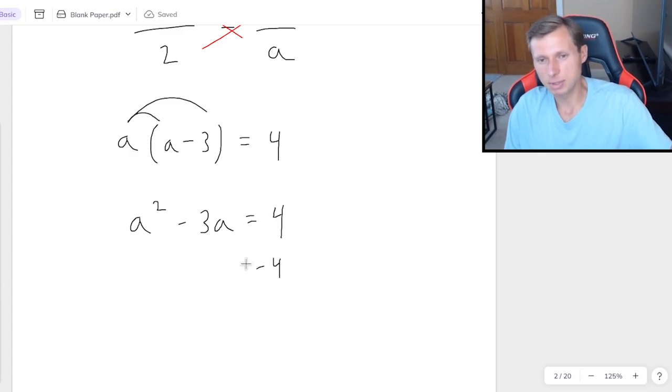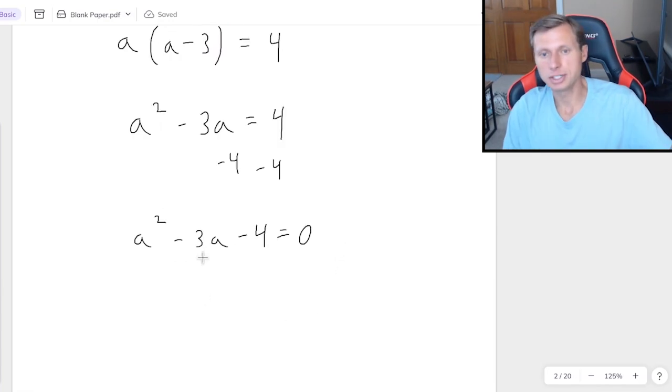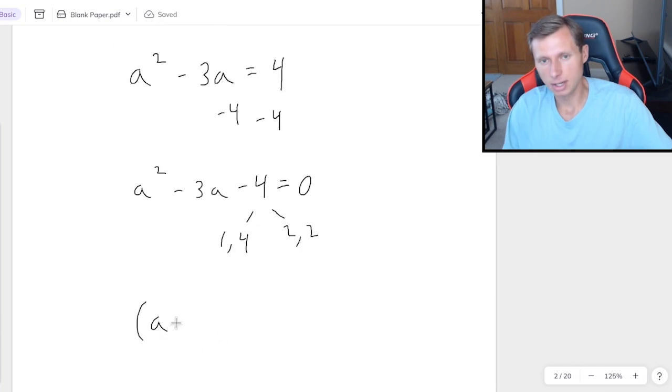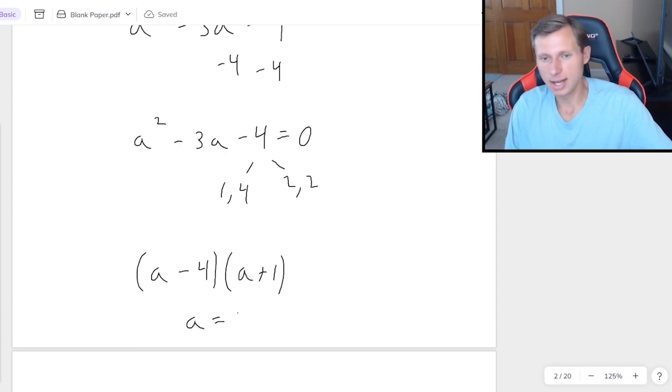So in other words, I'm subtracting 4 from both sides. So that means a squared minus 3a minus 4 equals 0. And then I just factor this. The factors of 4 are 1 and 4 and 2 and 2. 1 and 4 are going to get the job done, specifically a minus 4 and a plus 1. And that's going to get me a final answer of a equals positive 4 and negative 1.